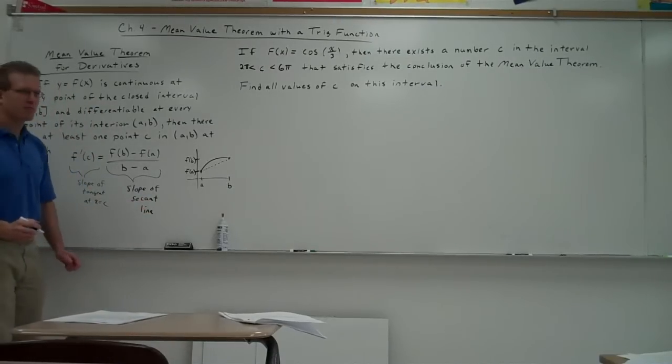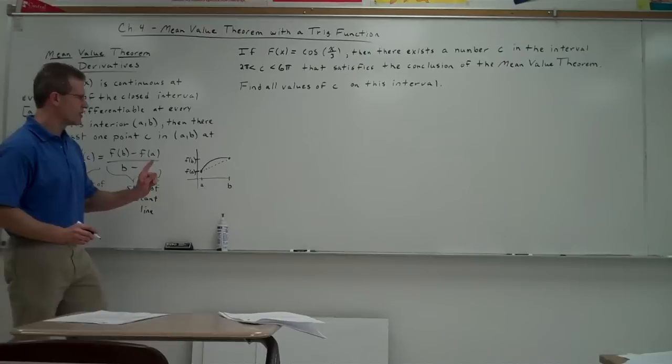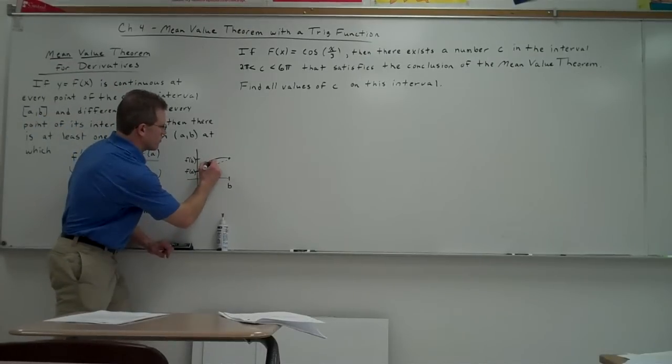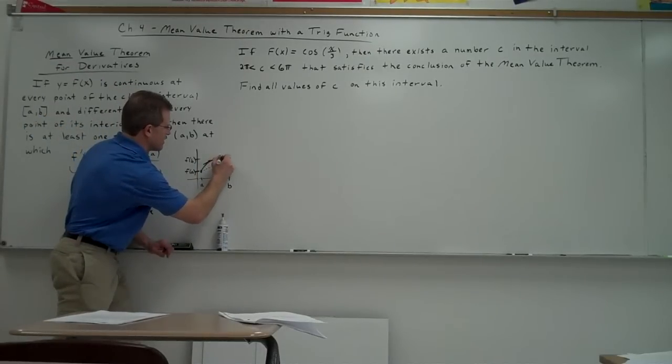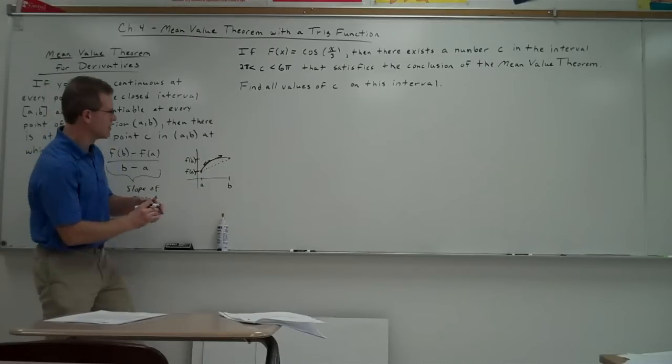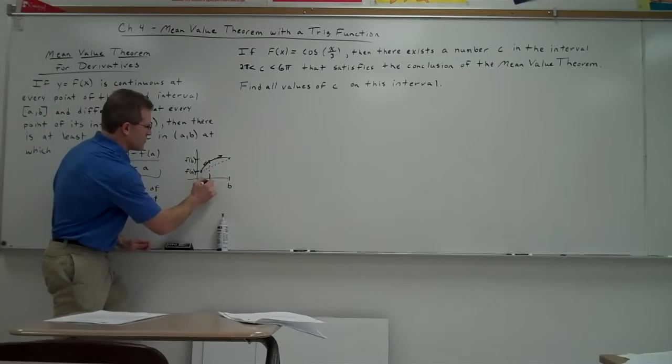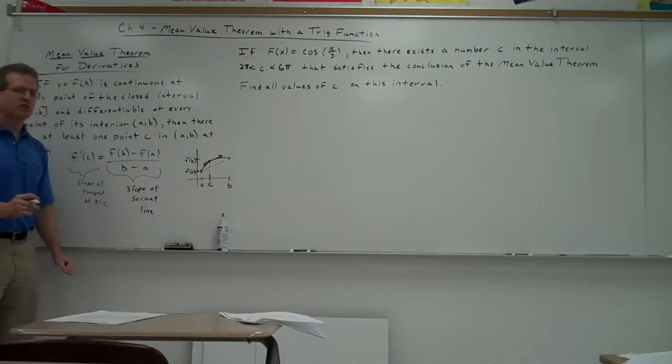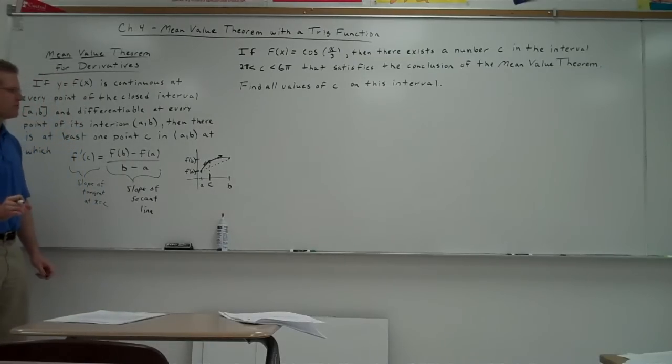What we're saying is there's at least one point between a and b where the slope of the tangent line equals the slope of the secant line. So the two lines would be parallel. And there's at least one c value where that happens. What you're going to be asked to do is be able to find that value of c.